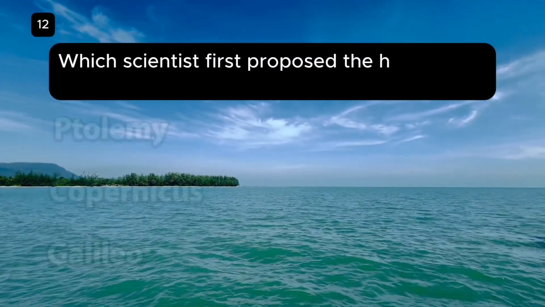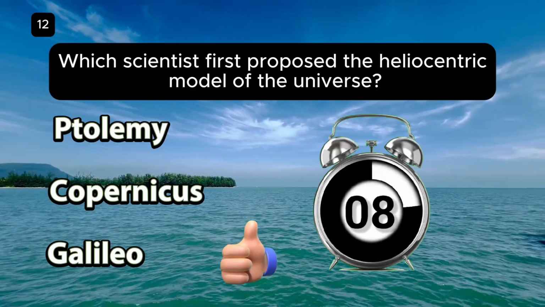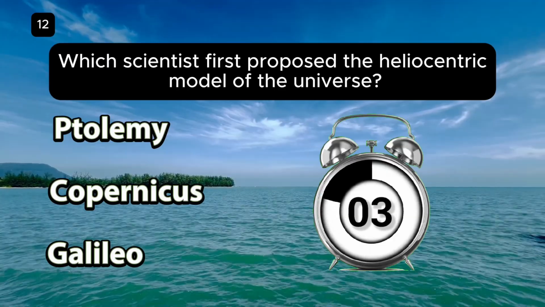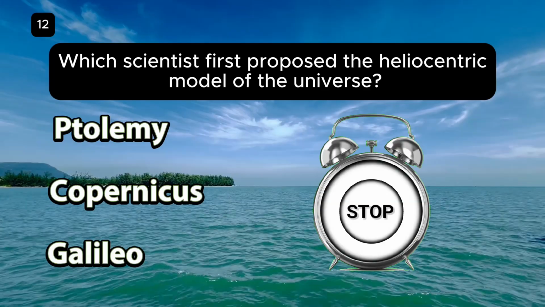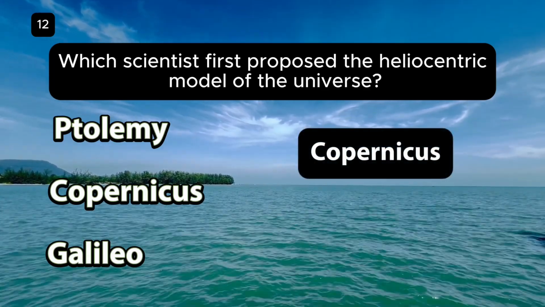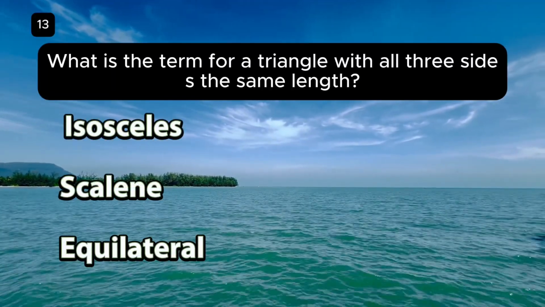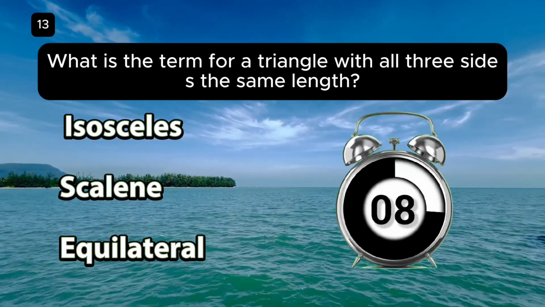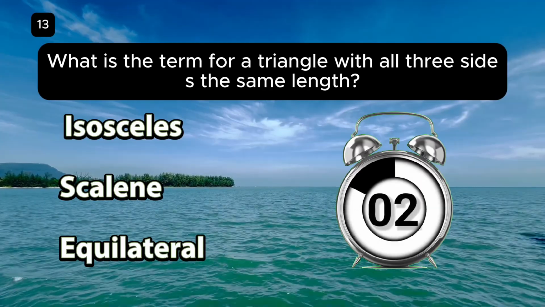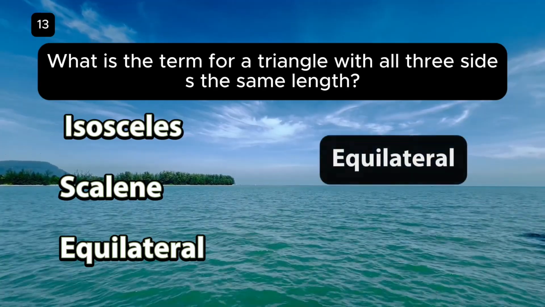Which scientist first proposed the heliocentric model of the universe? He was Copernicus. What is the term for a triangle with all three sides the same length? The answer is equilateral.